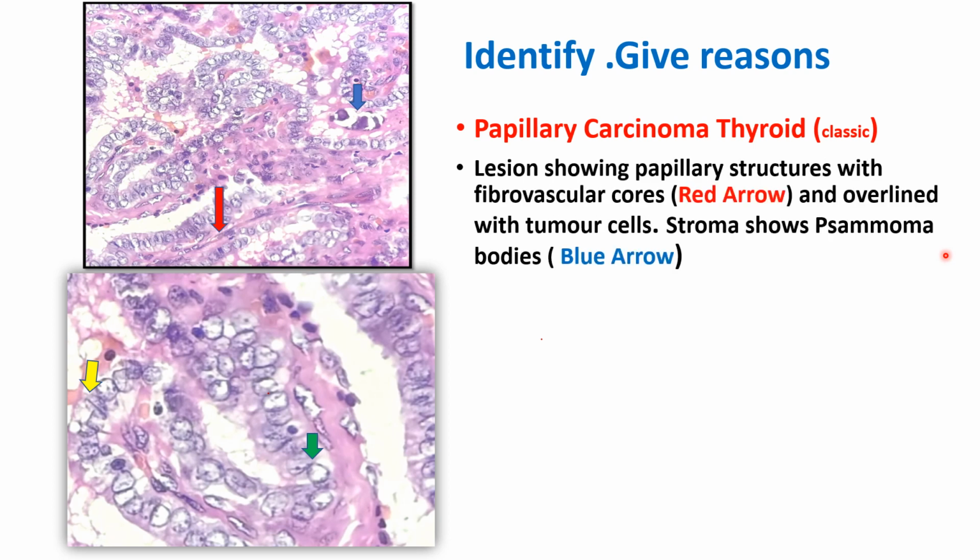The lesion shows papillary structures with fibrovascular core as seen by the red arrow, overlined with the tumor cells. The tumor cells in addition show Psammoma bodies, calcified areas, as depicted by this blue arrow. So this can be an MCQ also.